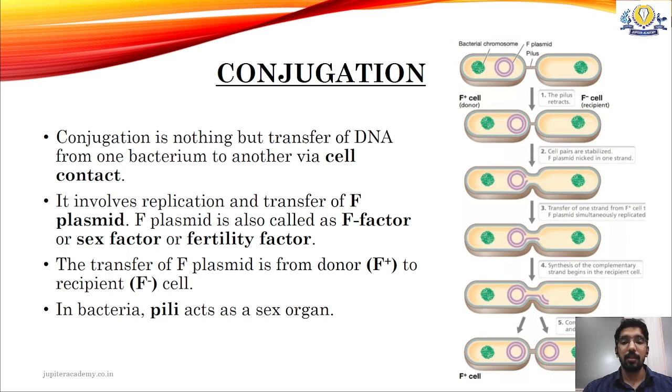The bacteria with this F factor is called F plus or the donor bacteria, and the one without the F factor is called F minus or the recipient cell. Since pili act as an organ of attachment, they are termed the sex organ of the bacteria with respect to conjugation.